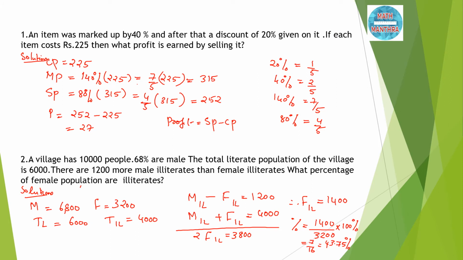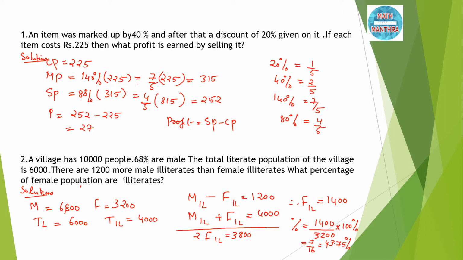Let's see the first question here. The question is, an item was marked up by 40% and after that a discount of 20% is given on it. If each item costs rupees 225, then what percentage is earned by selling it?